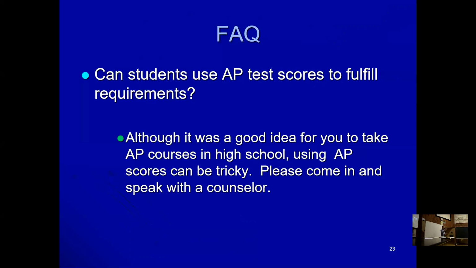Now, if you've chosen a major, let's say engineering, and you're trying to fulfill requirements in the major like physics or calculus, then if you have taken those particular AP exams, it's possible that you may have fulfilled requirements to the major, but again, it depends comes back into play.